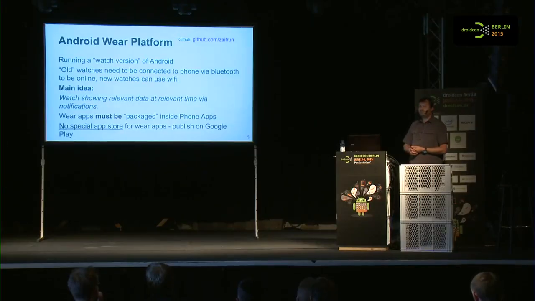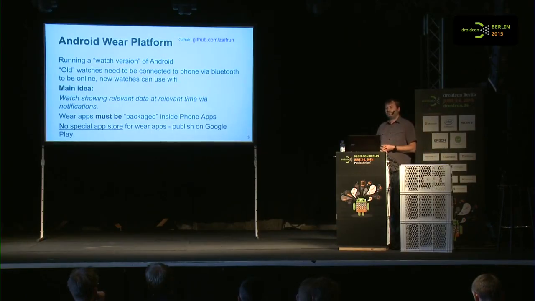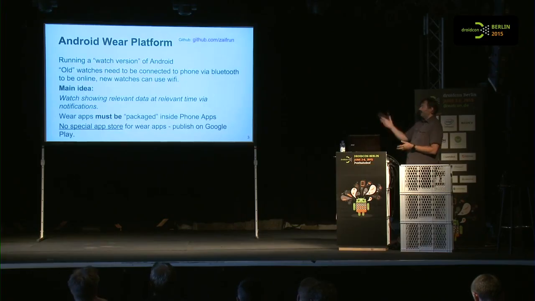So old watches, well, I have a Moto 360 here, it's already pretty old, first gen. So it needs to be connected to my phone via Bluetooth, but newer ones can use Wi-Fi for connectivity. So the main idea from Google is that the watch should be showing relevant data at relevant time by cards or notifications. You can also, of course, have standalone apps like the Space Invader one.